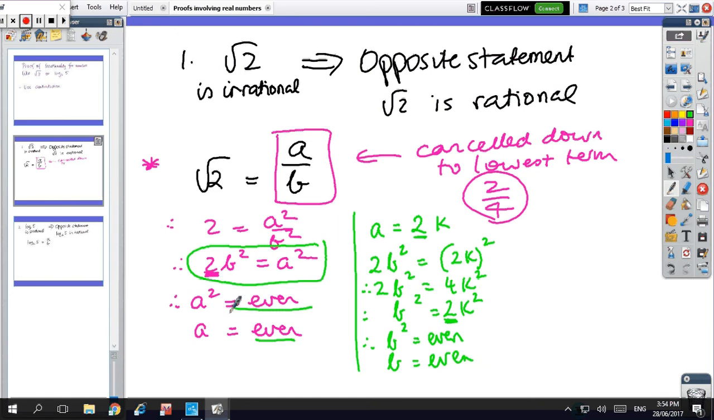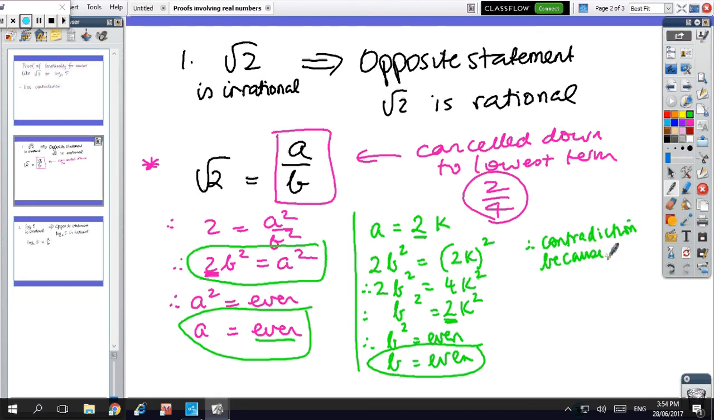So we've got a is even, b is even, and that's the contradiction. So the contradiction is they cannot both be even. So if there's a contradiction in that statement there, then that means that square root of 2 is irrational. Okay, so copy that down, and when you're ready, come across to the next slide.